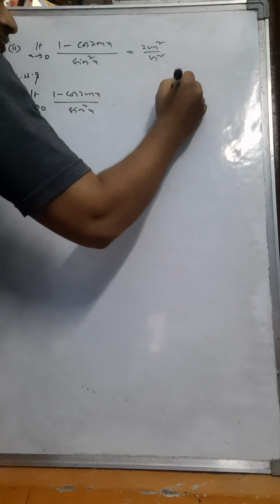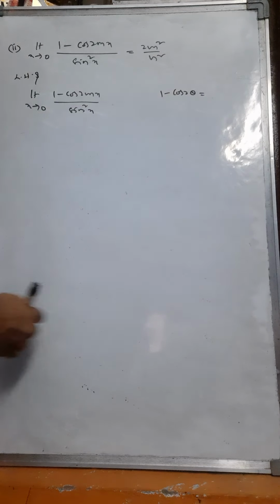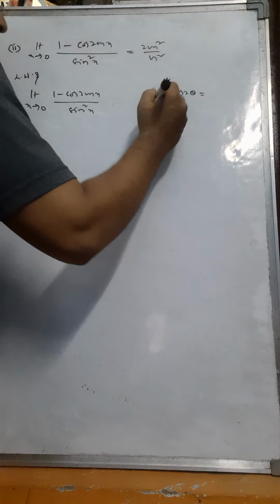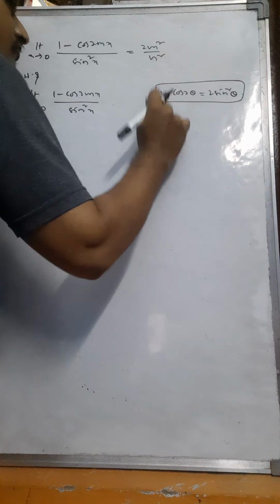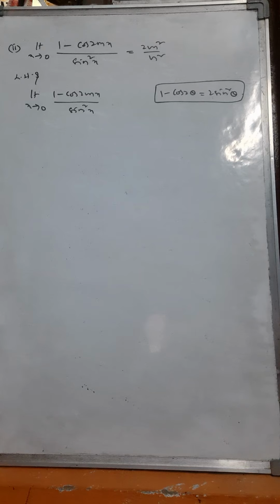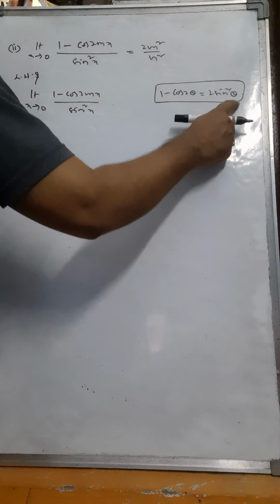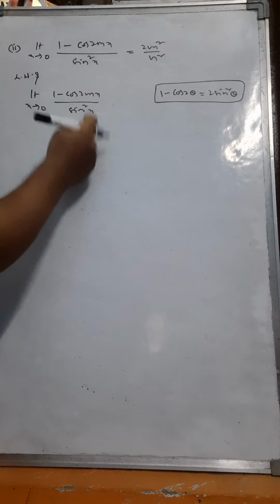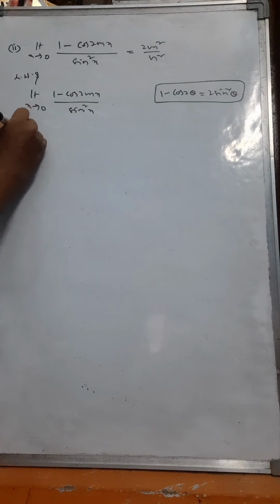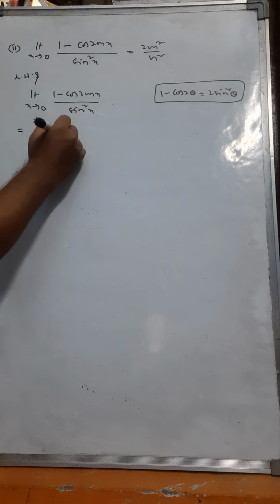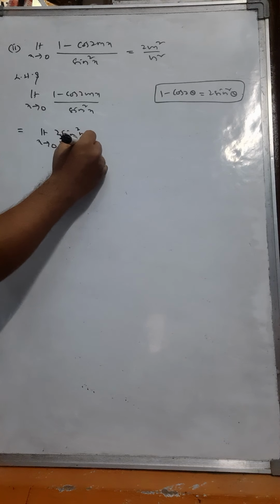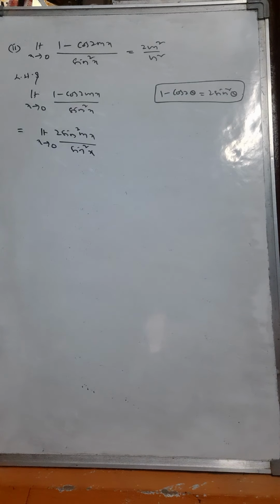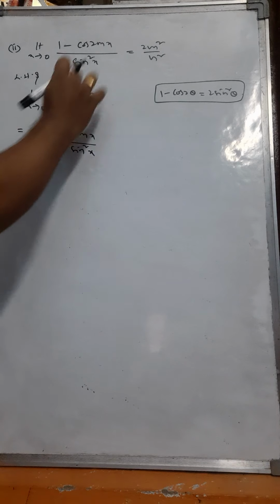So we have one of the formulas, 1 minus cos 2 theta is equal to 2 sin square theta. If it is 2 theta, we are getting theta. Here 2mx means we will get mx. So that is the limit x tends to 0, we will get 2 sin square mx by sin square nx, this one.